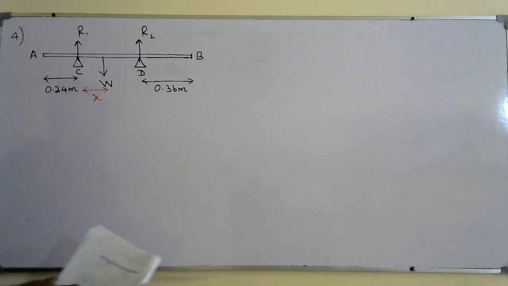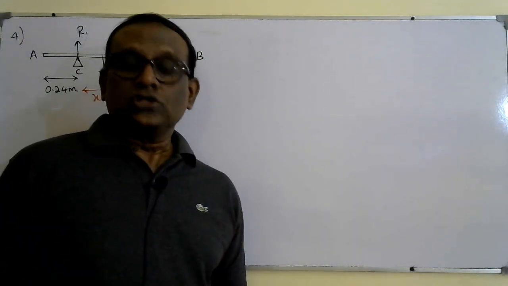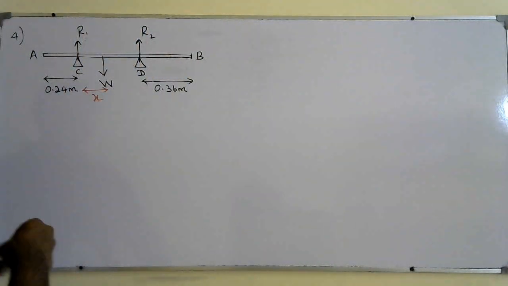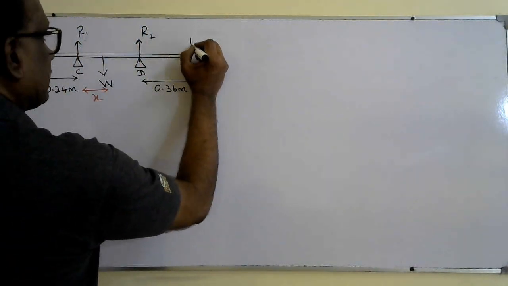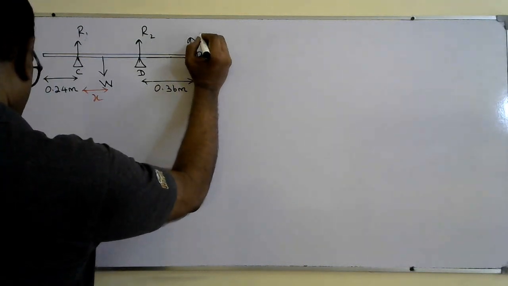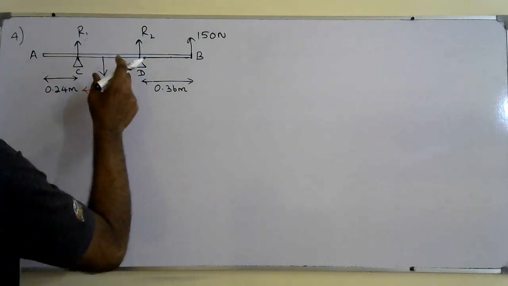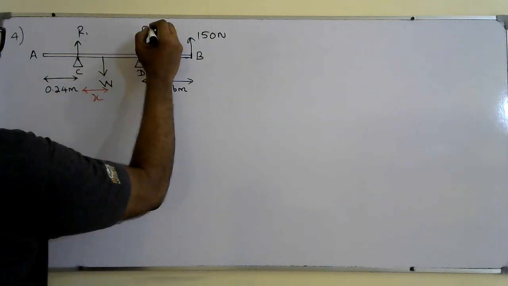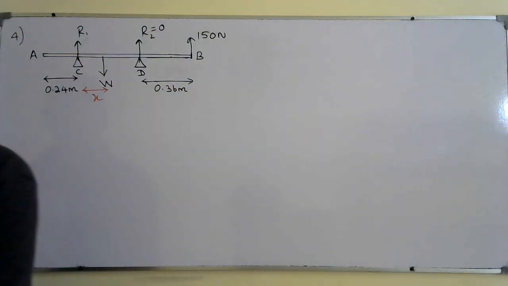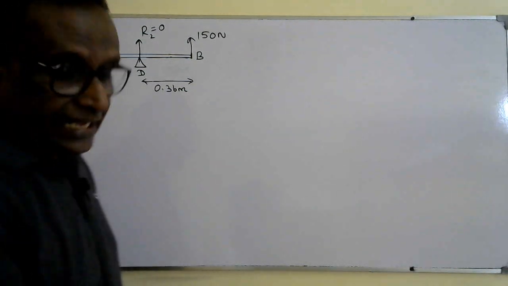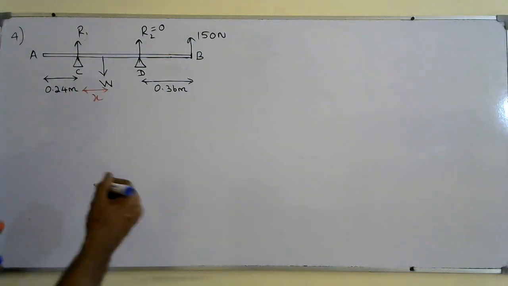Now we'll draw two separate diagrams. Here they are saying they are applying a force on B in the upward direction. When the force of 150 Newton is applied on B, it's tilting about C, which means R2 becomes 0. So when R2 becomes 0, take moment about C.